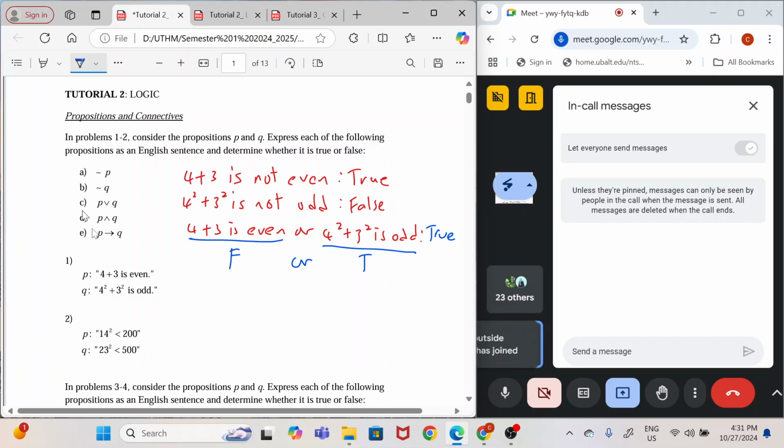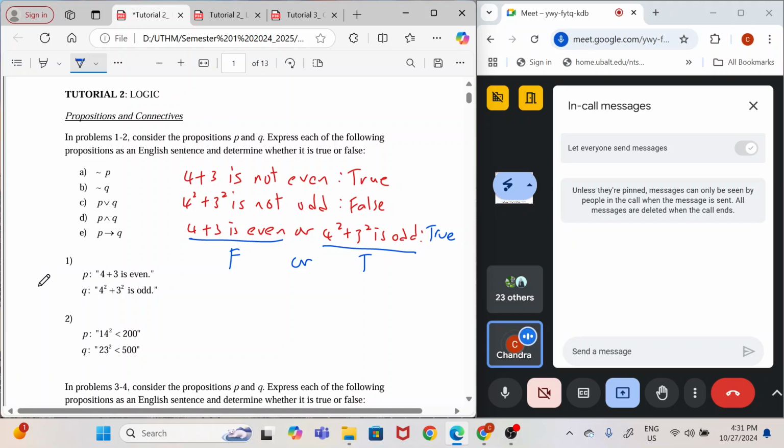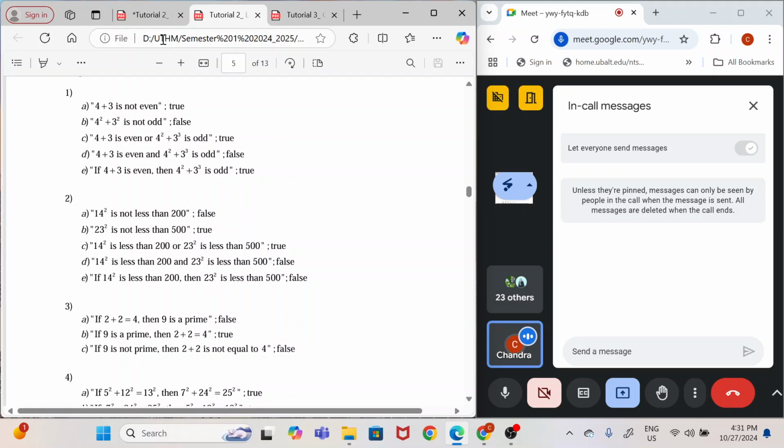Same thing goes for D and E. I leave it to you to check the answer. I think the answer is given here. You can see the answer here. Okay, answer is here. And also number 2, you can do the same thing. Number 2 also is given here. Full answer you can check.